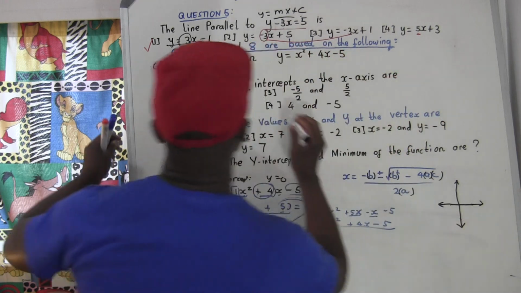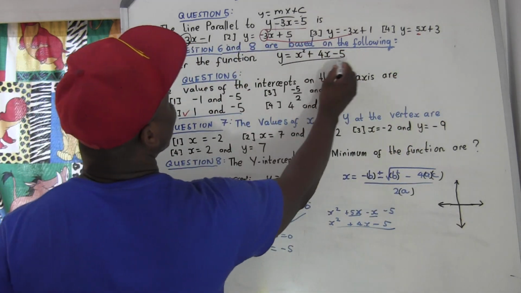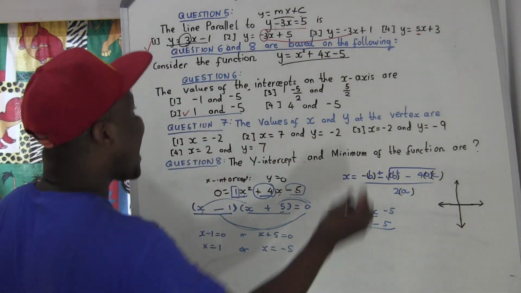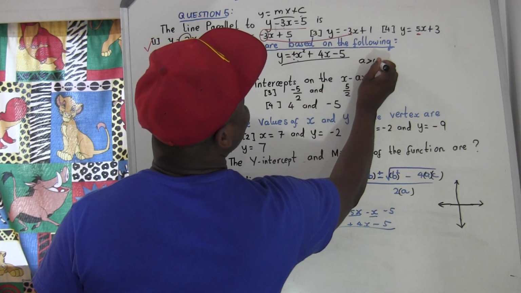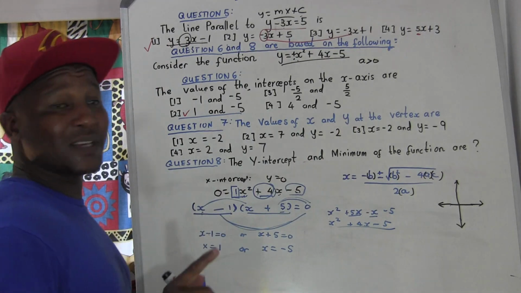So this question is a quadratic. And how does it concave? It concaves upward because this number of the x squared, which is a, is greater than 0. You see, it's a positive number, and the positive number is greater than 0.